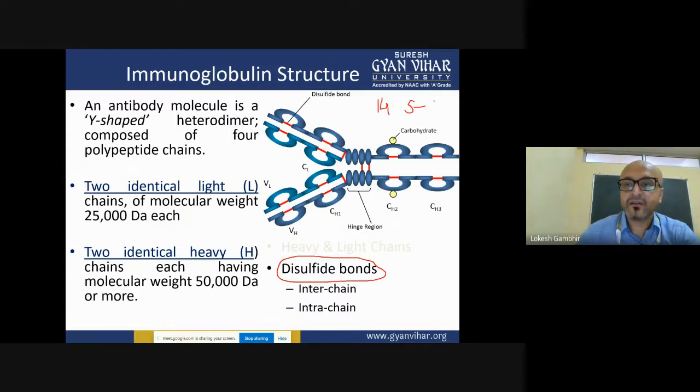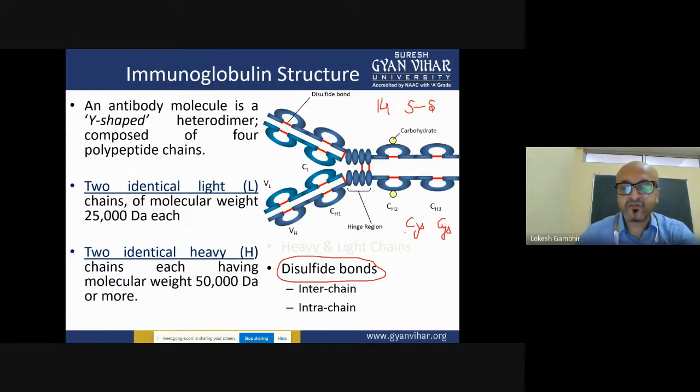The bonds are in this manner. Now, how these bonds are formed is very common. If you have understood the biochemistry, if you know the protein or amino acid interaction, there are cysteine residues. There are cysteine amino acids. So when a disulfide bond is to form, it is formed between two cysteine residues.